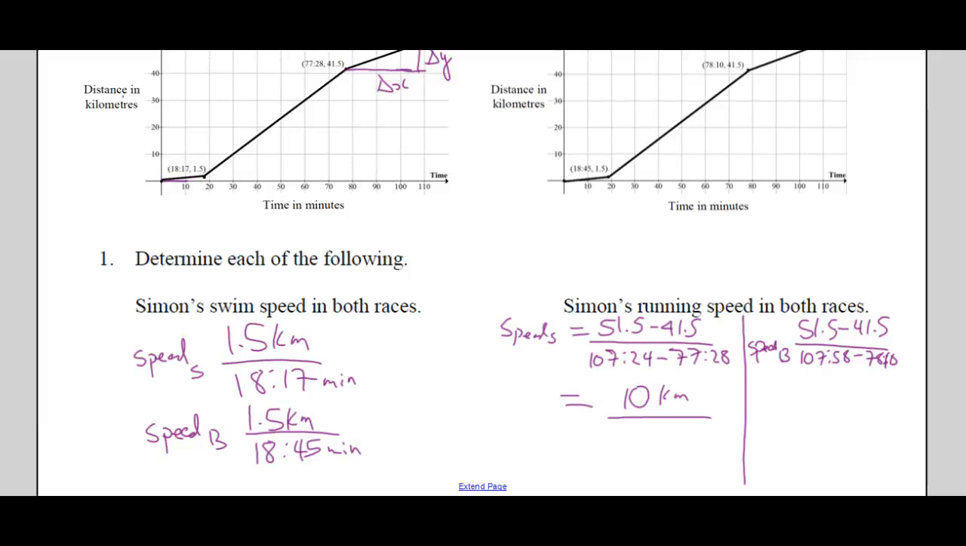So I'm going to do this up here. I'm going to make it 106 and I'm going to add 84 seconds, right? So 107 minutes, 24 seconds is 106 minutes and 84 seconds. Just take one away from there, but I have to put 60 on here, because it's 1 minute in seconds. And then we're going to subtract 77:28.